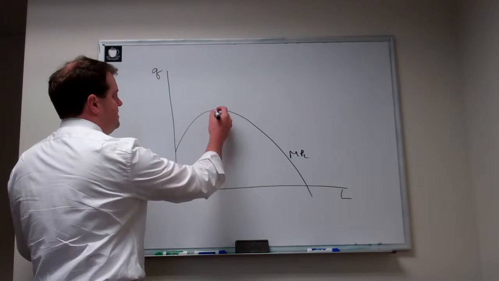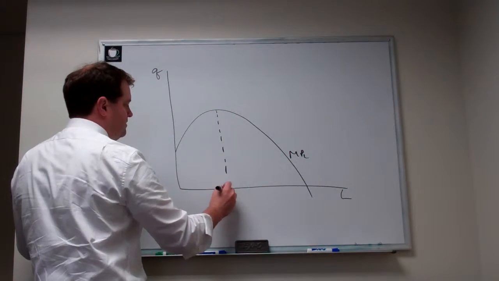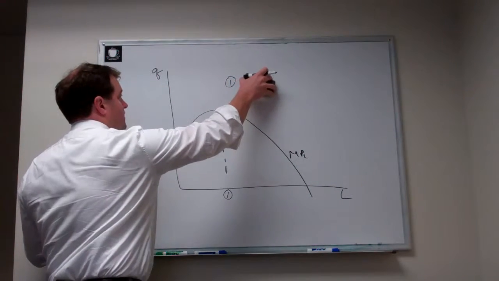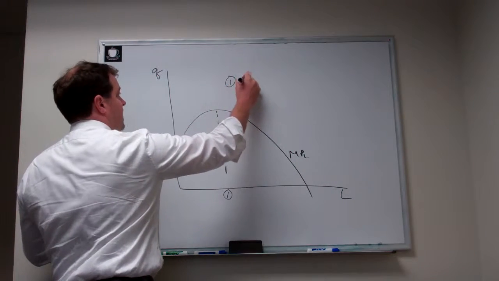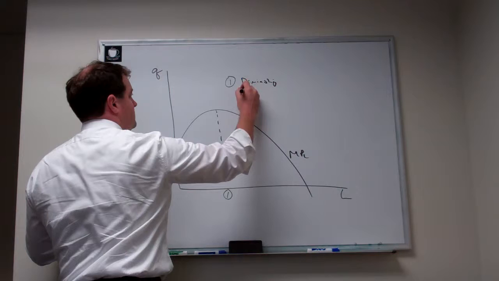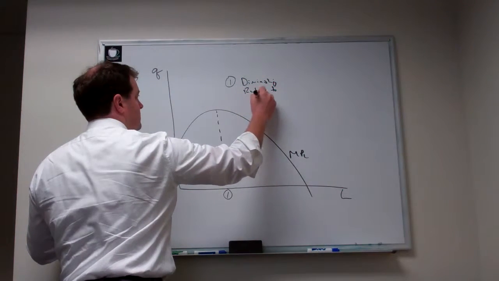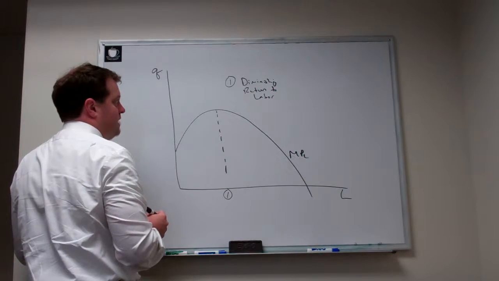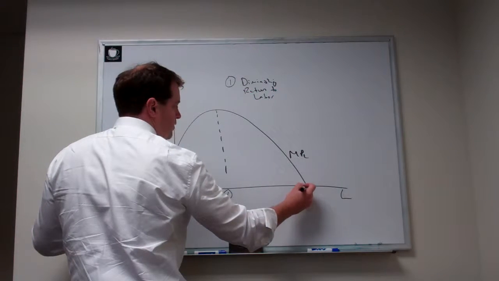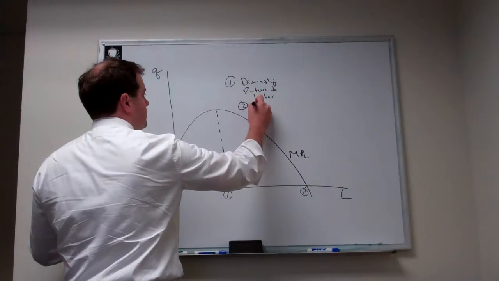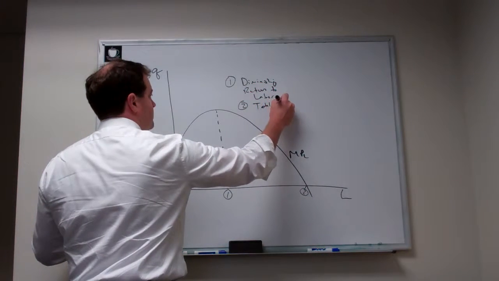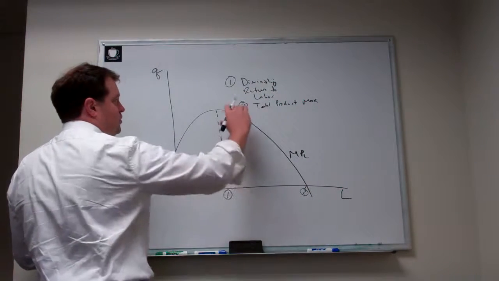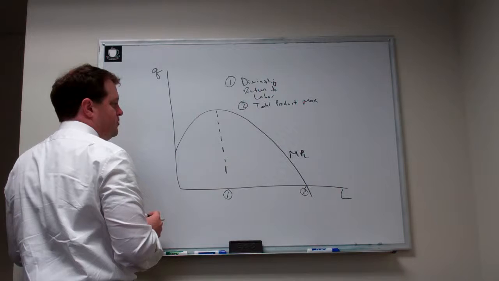So a couple of points here that we want to be able to recognize. One is this diminishing returns to labor point. That's where if I hire past this point, I'm going to, as a firm, face lower and lower changes in my output. The second point that we want to be aware of here is right here. That's where total product is maximized. So if I hire past 2, I'm actually going to reduce the total product that can be produced.